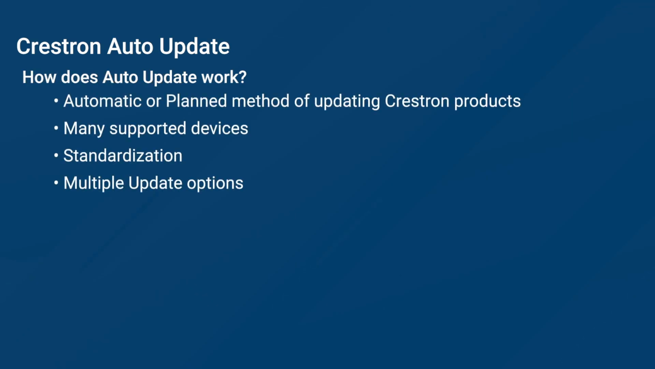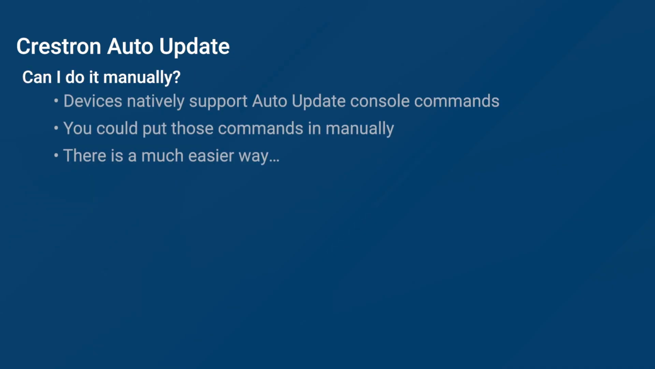Auto Update is a function that allows for automatic or planned updating of many Crestron products. With a growing list of supported products, Auto Update is a great way to standardize updating across your system. When choosing an update method for your product, you have a variety of different methods you can choose from. Many Crestron devices support Auto Update using console commands. In fact, these console commands are what make the actual update happen. You can put the commands in manually, but this is not how it was designed to be used, and there is a much easier way.